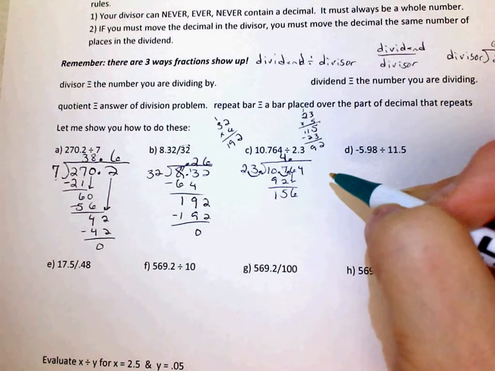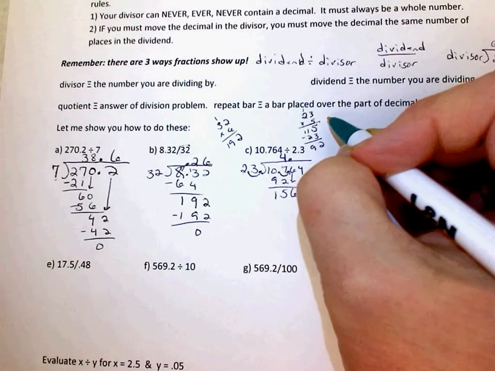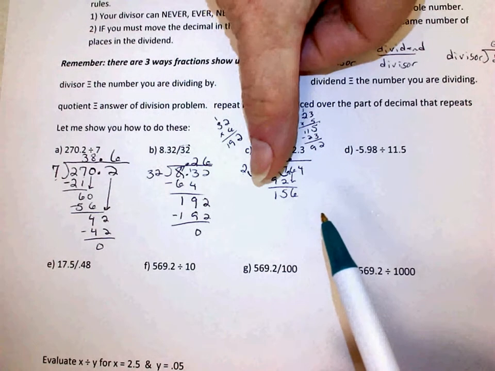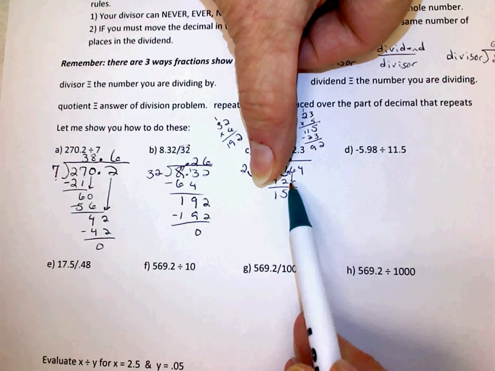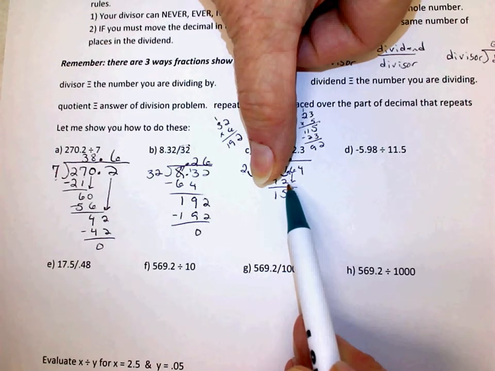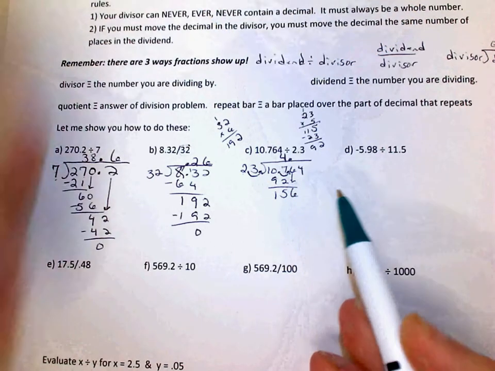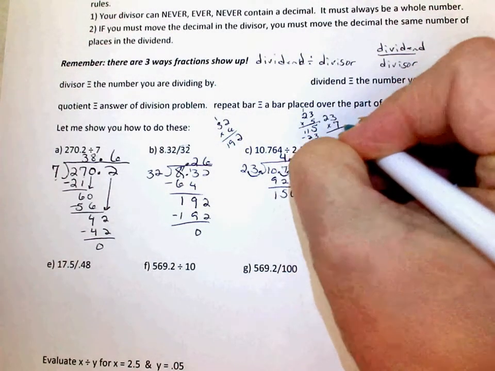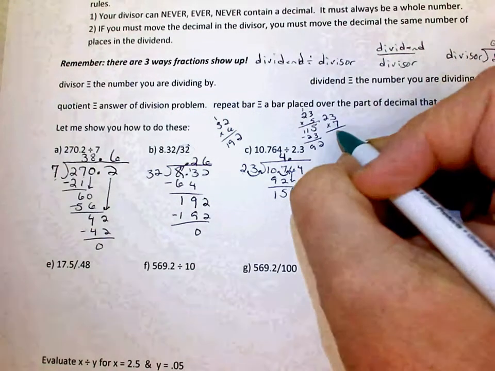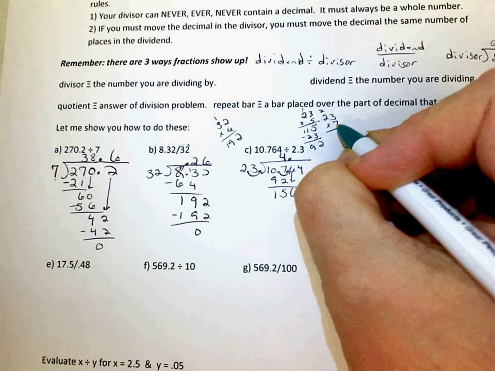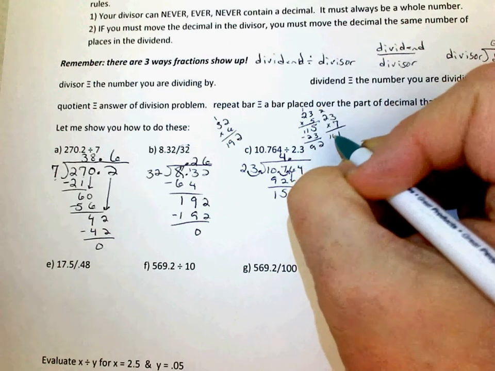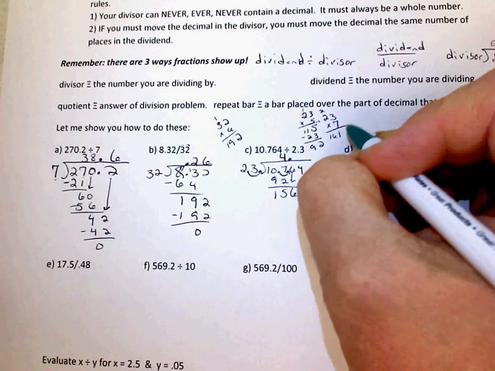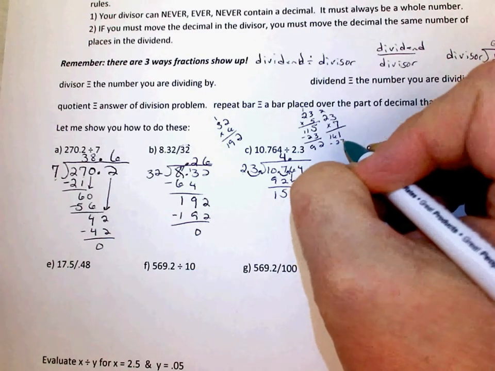Well, if I cover up my 3 here and I cover up my 6 here, 2 goes into 15 about 7 times. So I'm going to take 23 times 7. 7 times 3 is 21, carry 2, that's 14, 15, 16. That's too big. So minus 23, or we could just times by 6.